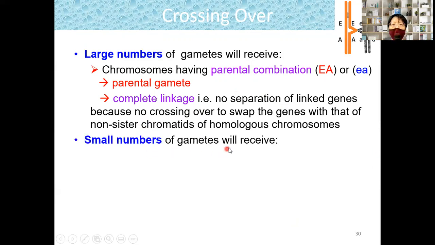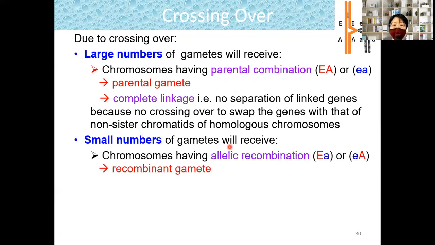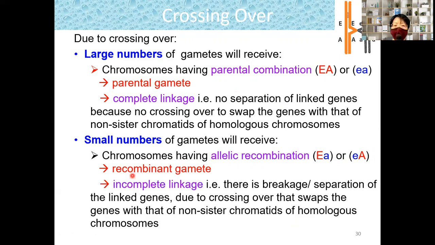Okay. But a small number of gametes will receive chromosomes having allelic recombination, big E with small e with big A. So these are called the recombinant gametes. And this is called incomplete linkage. It means the original linked genes are separated due to crossing over. So there's a breakage and separation of the original linked genes due to crossing over that swaps the genes between non-sister chromatids of homologous chromosomes.